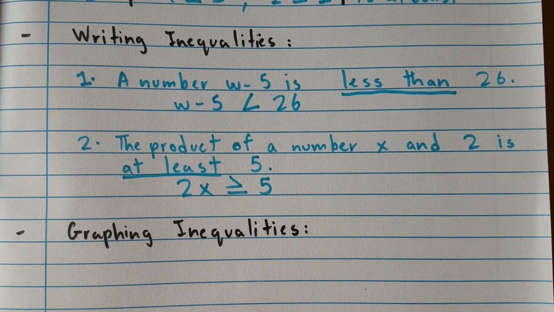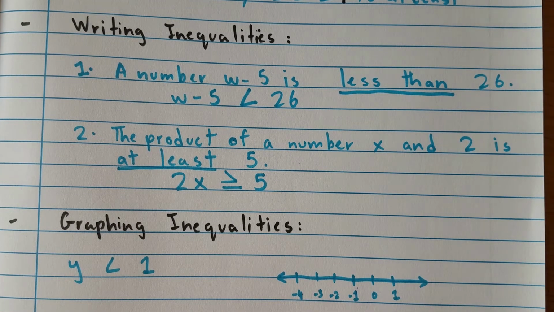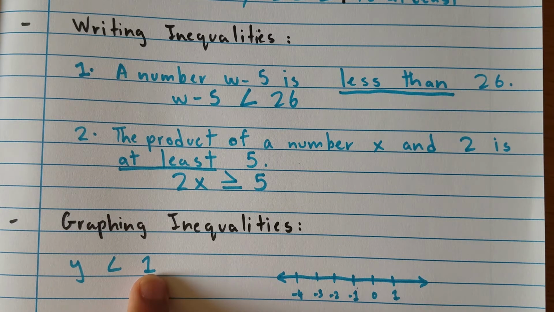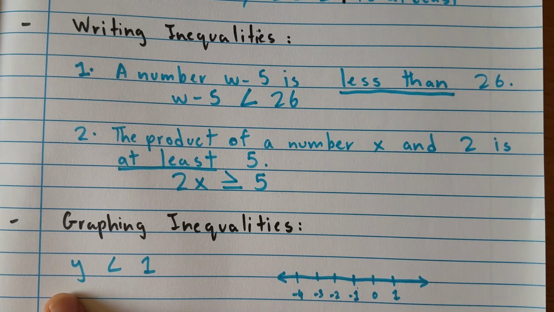Now let's learn about graphing some one-dimensional inequalities. We're asked to graph y is less than 1. Based on this inequality, I can see that we have the less than sign. So we know that 1 is not included in the y, and it's only numbers less than 1.